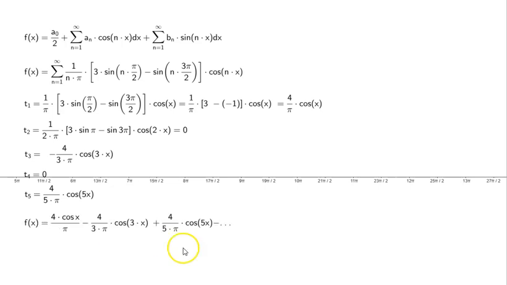So here the series works out to f of x equal to 4 cos x by pi minus 4 cos 3x by 3 pi plus 4 cos 5x by 5 pi minus, and so on. So it will go to infinity. So this is the Fourier series for that piecewise function.